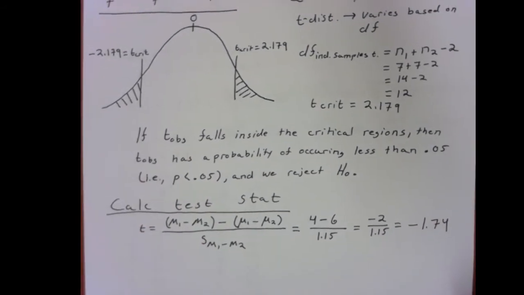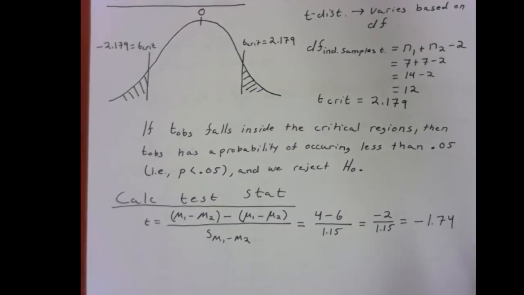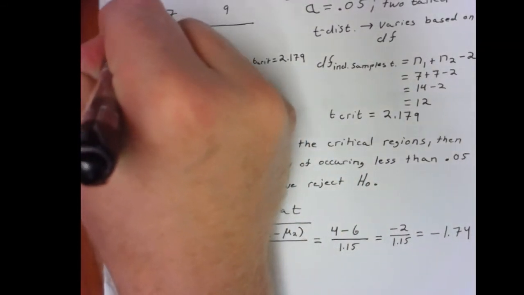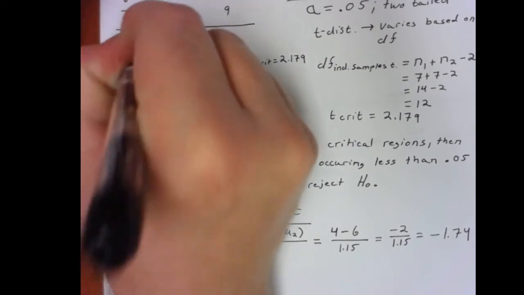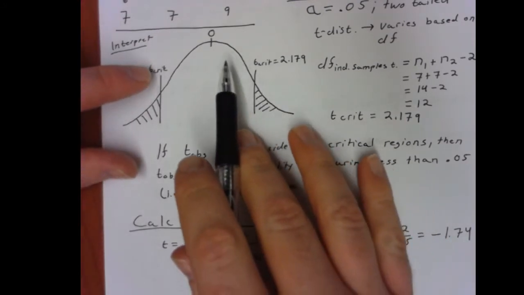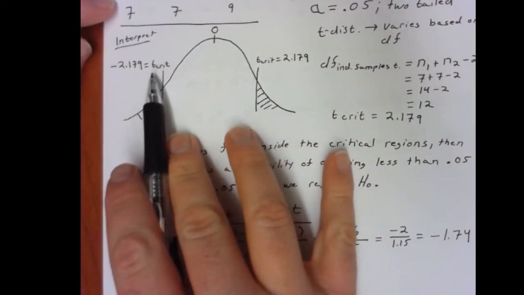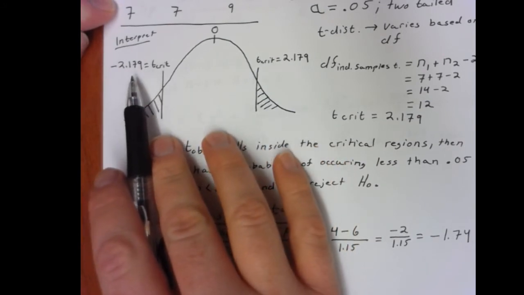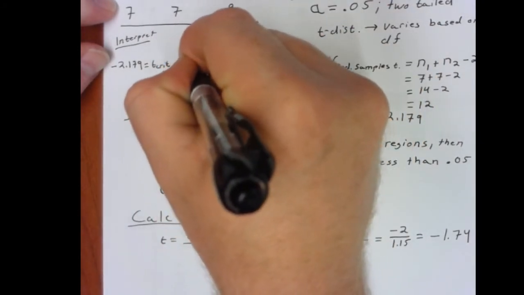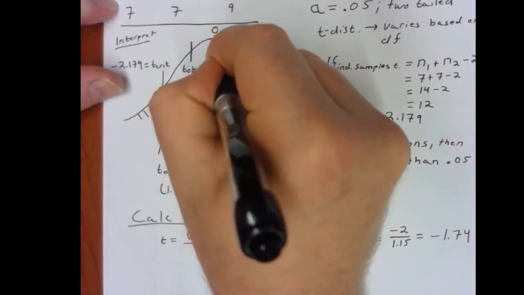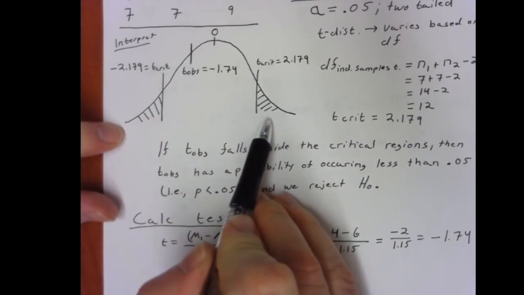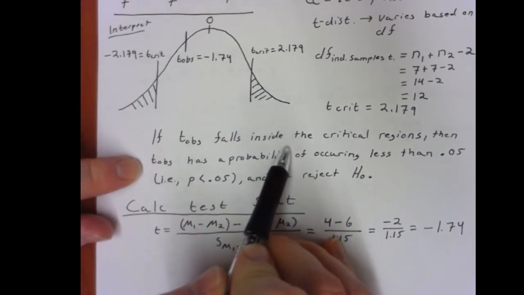All right, so now comes this next step, right? We have to interpret this test statistic. And I'm actually going to jump back up here and reuse this same space. 1.74, specifically negative 1.74, would be less than 0, but yet still greater than negative 2.179. So we would be somewhere in here. Now, we are not inside this critical region. We are not inside this critical region. We do not fall inside either of the critical regions.